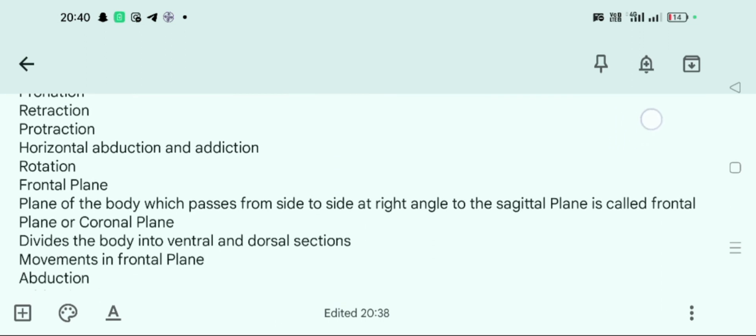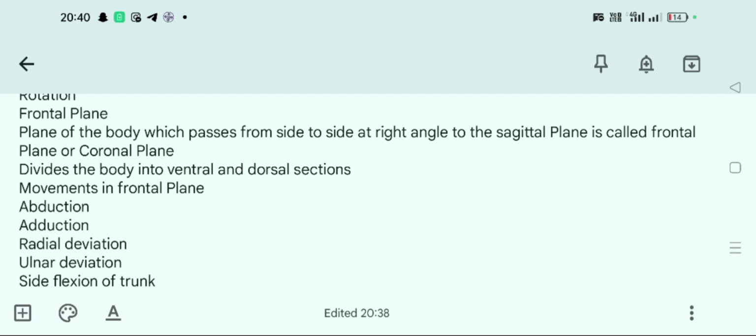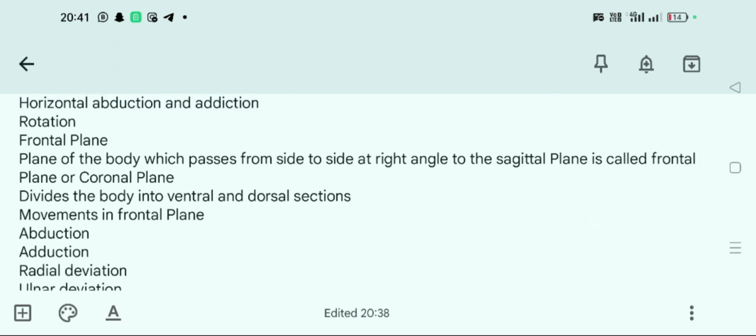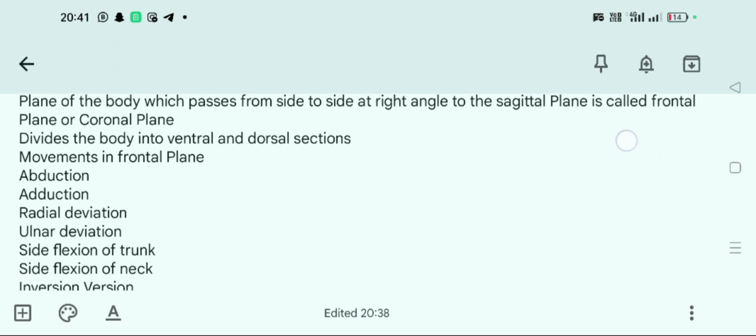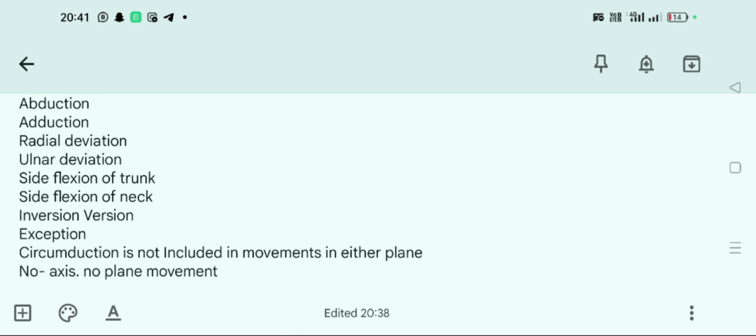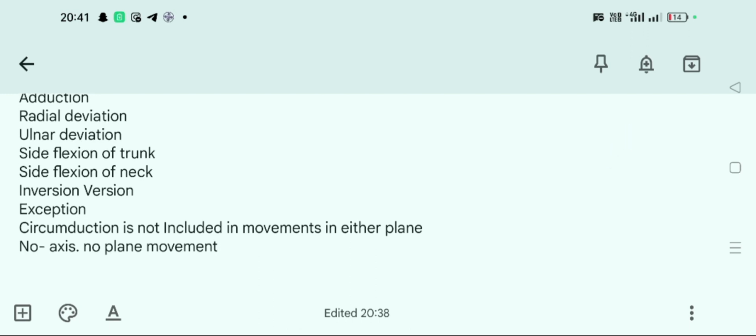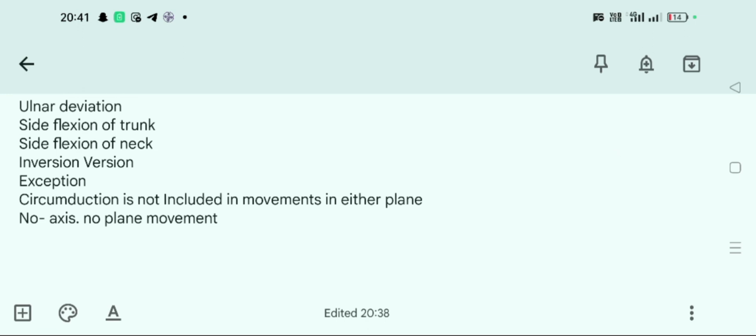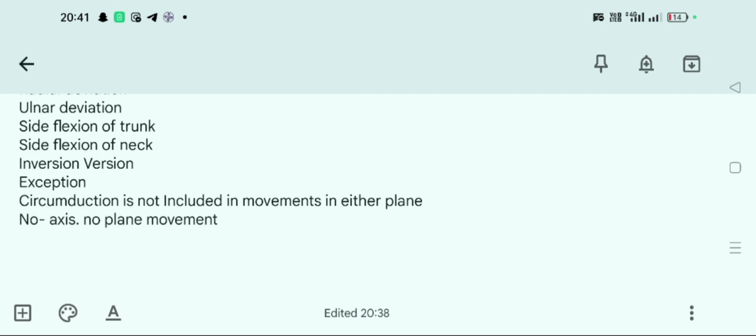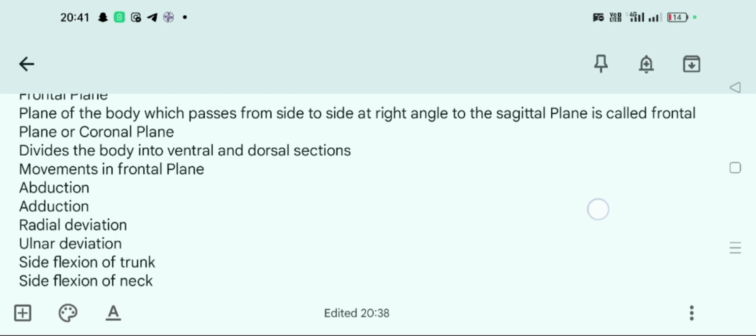Now we are going to discuss the frontal plane. The plane of the body which passes from side to side, at a right angle to the sagittal plane, is called the frontal plane or coronal plane. It divides the body into ventral and dorsal sections. Movements in the frontal plane are abduction, adduction, radial deviation, ulnar deviation, side flexion of trunk, side flexion of neck, inversion, and eversion. These types of movements occur in the frontal plane.